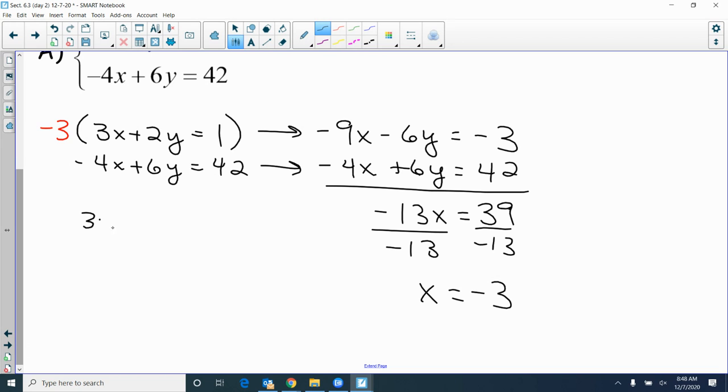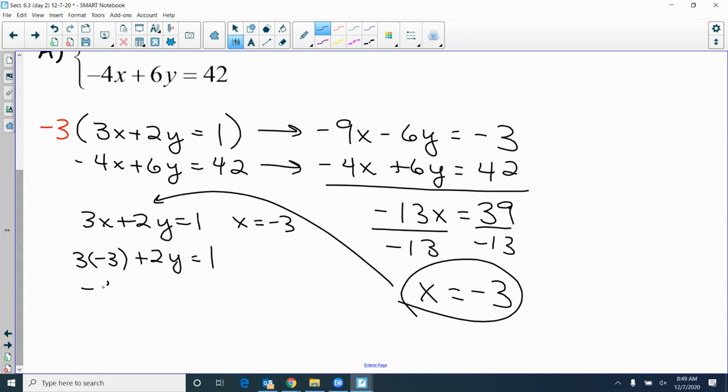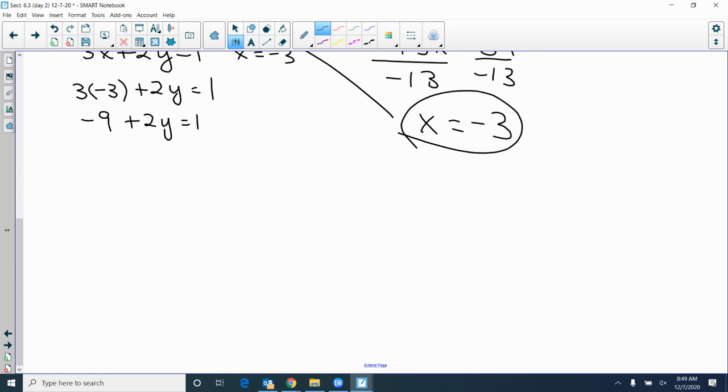So you got 3x plus 2y equals 1. So take your x equals -3. That goes in where the x is. So it's 3 times -3 plus 2y equals 1. -9 plus 2y equals 1. All right, finish that. And Zane, let me know what you get.